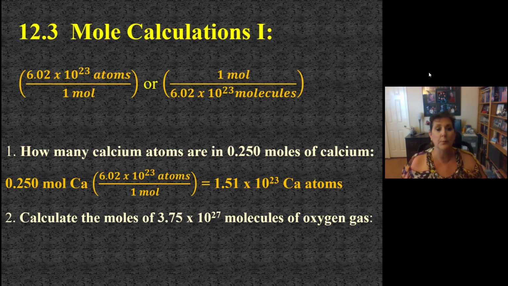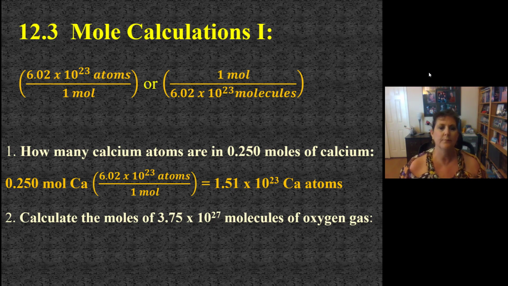All right, number 2. Calculate the moles if we have 3.75 times 10 to the 27th molecules of oxygen gas. So write down what you're given, 3.75 times 10 to the 27th molecules of oxygen gas. What is oxygen gas? O2, right? It's a molecule of oxygen gas. It didn't say atoms, it said molecules. Oxygen's diatomic. Have no fear of ice cold beer. O for oxygen. It's O2.